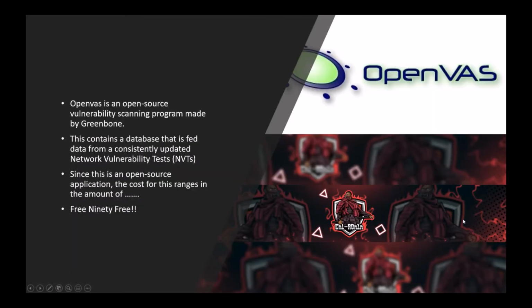Anyway, moving on. Our next tool is going to be called OpenVAS. Now, this is an open source vulnerability scanning program made by Greenbone. Now, this contains a database that is fed constantly when we update our feed. These are pulling data called network vulnerability tests. So these are numerous files that have been added to show that there's a vulnerability here and there.